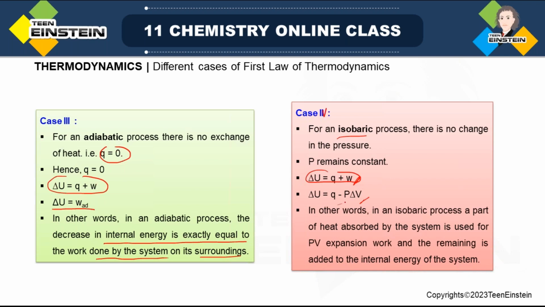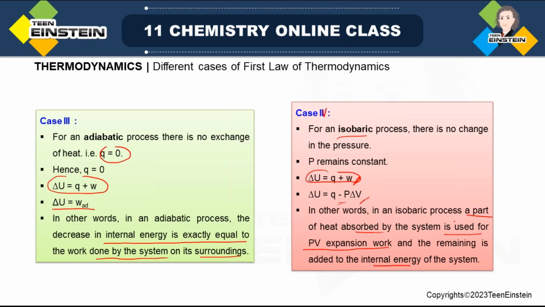Now why have we put a negative sign here? Sign is not so important because that depends on whether work is done on the system or performed by the system itself, right? So here, as there is a negative sign, we can say a part of the heat absorbed by the system is used for PV expansion work. That means the system is doing work. So that is why there is a negative sign. If you are not putting a negative sign, then it means work done on the system. And the remaining amount of heat is added to the internal energy of the system.